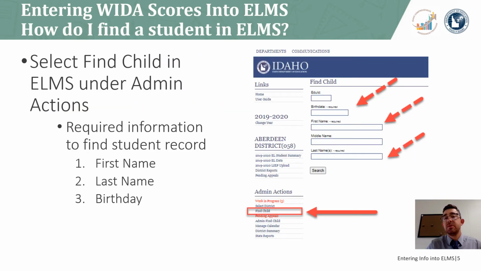After a screener has been completed and scored, ELMS users who have the editor role must enter the screener information into ELMS. To do this, the first step is to find the student who completed the screener assessment. Once a user is in ELMS, they will want to select the Find Child header on the left-hand side of the application. The system requires a user to enter in the student's first name, last name, and birthday to find a student within the system.